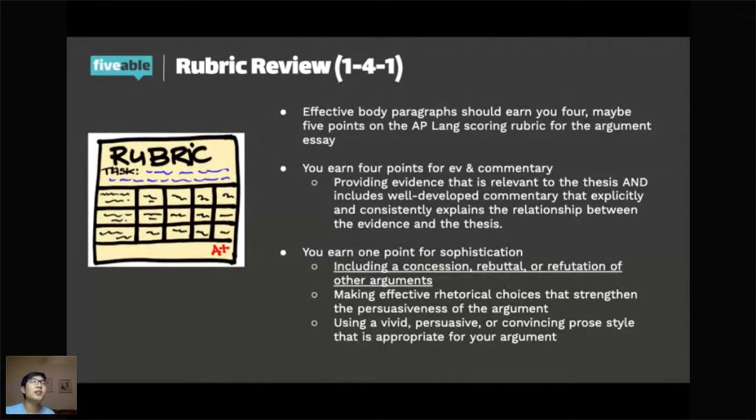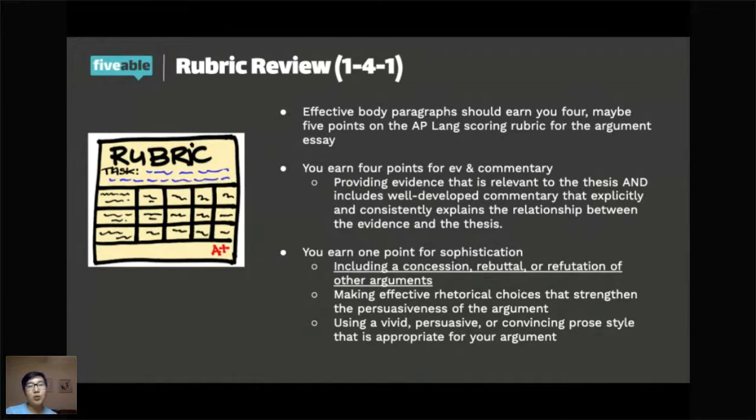There are two ways you can do it, I believe, for the thesis. The first way is putting your thesis in a context, or making your thesis include other categories. I think that will earn you sophistication. But I think the easiest way to earn sophistication on the argument essay is just make an extra body paragraph that includes a concession, rebuttal, refutation. We're going to focus on that today, actually, in our body paragraph stream.